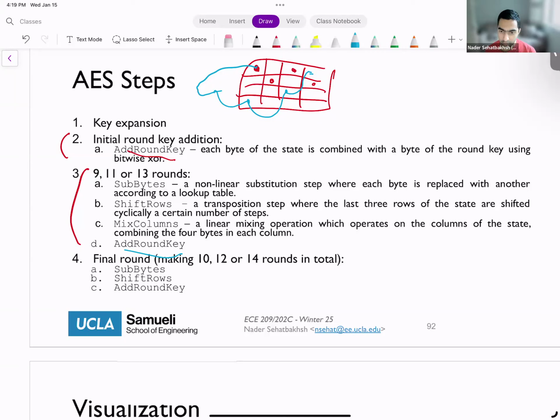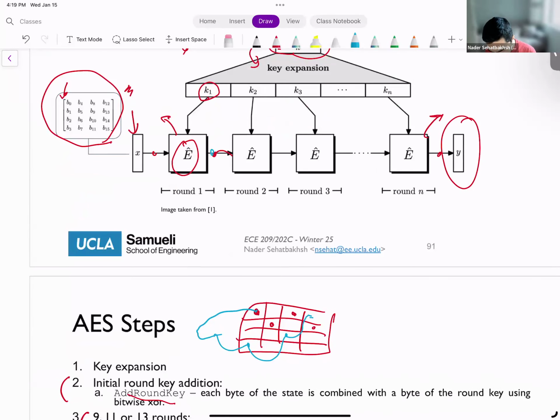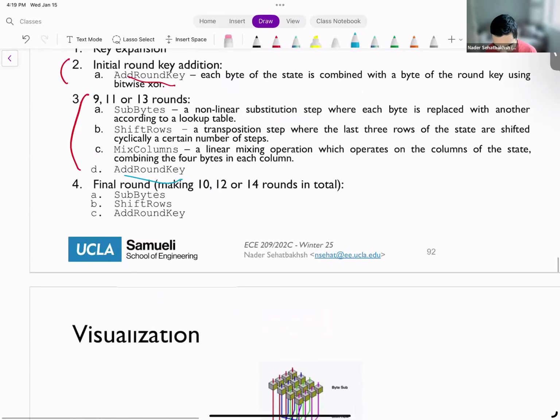Okay. So you repeat this 9, 11, or 13 times, exactly the same thing over and over. So you will get an output here, you feed it into the same thing with a different key, and then you repeat this process. So this will shuffle this data enough. At the final round, the only difference is that we skip the mixed column.